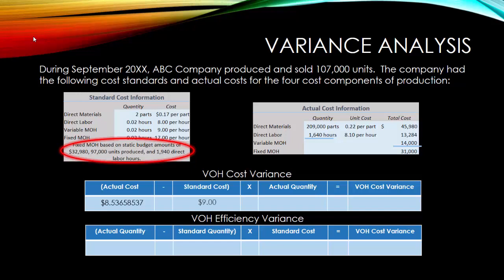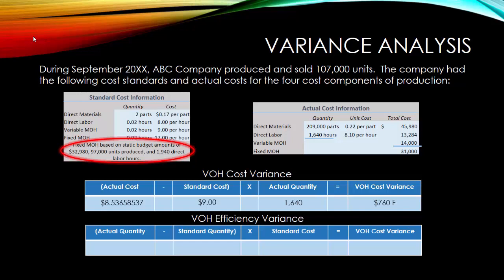Well, in our standards, it said we expected to pay $9 per hour for variable overhead. That's what we're going to allocate our overhead at. So let's multiply that by the actual quantity, and this, because it's overhead, is the quantity of the cost driver. What was our actual quantity? It was 1,640 hours that our laborers worked. So if we multiply that out, we come up with $760, and it is favorable. Why? Because the actual cost of variable overhead was lower than we budgeted for when we made our cost standard. So we have a $760 favorable variable overhead cost variance.